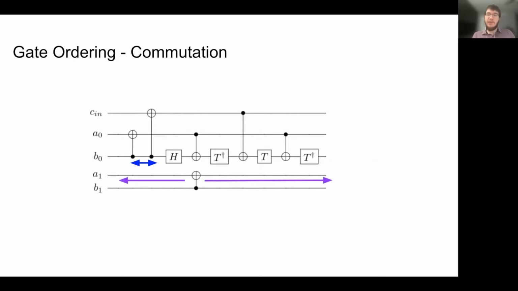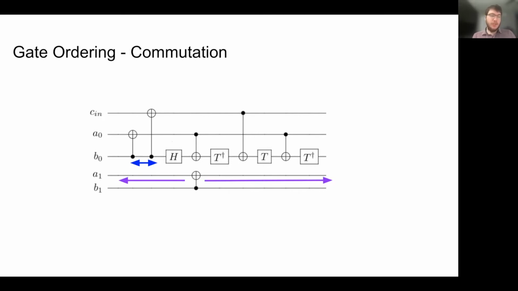Let's take a look back at the original circuit. There are a few places we can take advantage of the fact that certain pairs of gates commute. For example, the C0 between A1 and B1 at the bottom commutes with all of the other gates in the circuit because they don't share any qubits. We can show this by the purple arrows spanning the whole range of the circuit, and we can slide that C0 into any position along the way.